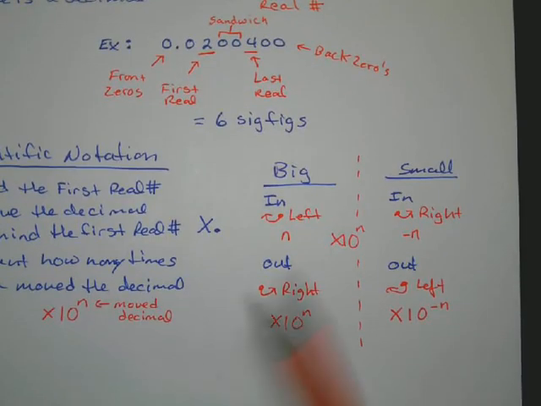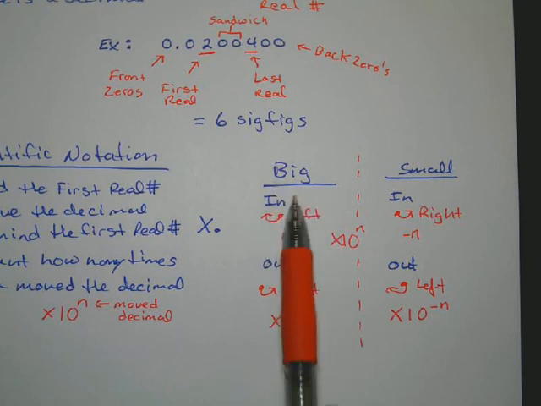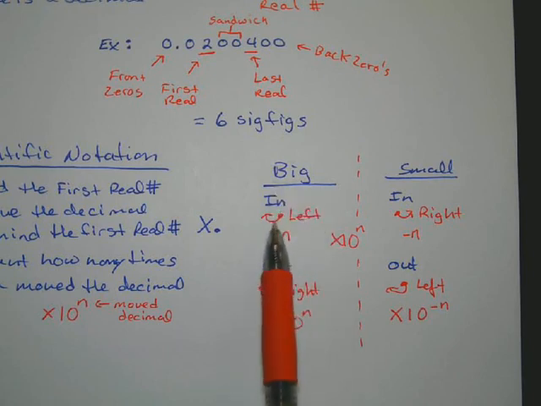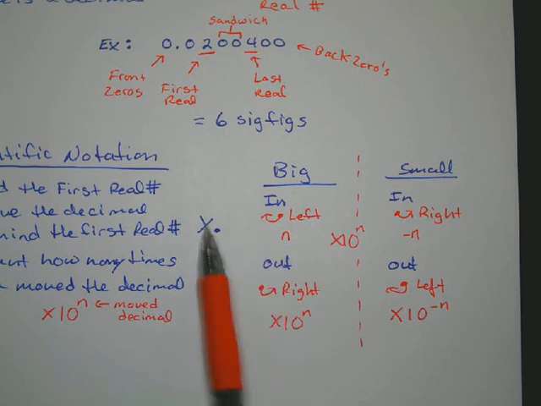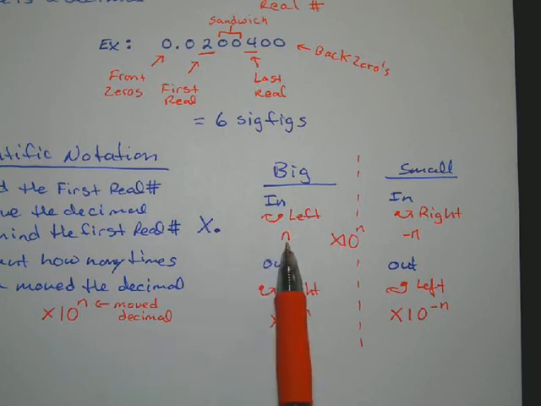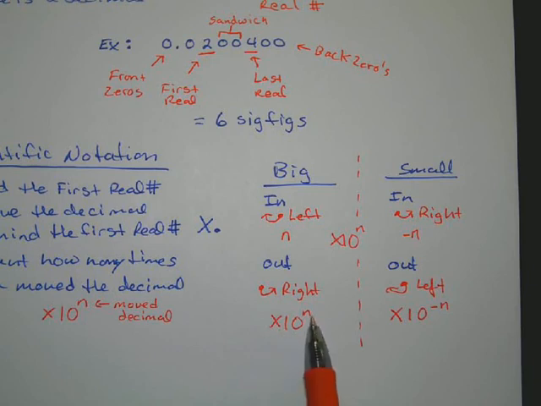So then I gave you this breakdown right here. Let's do big first. If you put a big number into scientific notation, you got to move the decimal to the left, right? And then your n will always be positive. If you take it out of scientific notation, you're going to move the decimal to the right. And then, how do you tell it's a big number? If it's in scientific notation already, your n will be positive, okay?